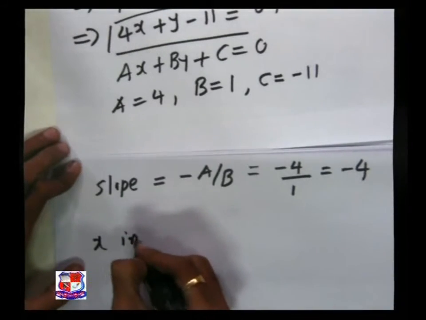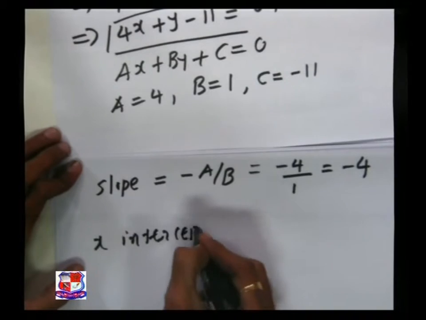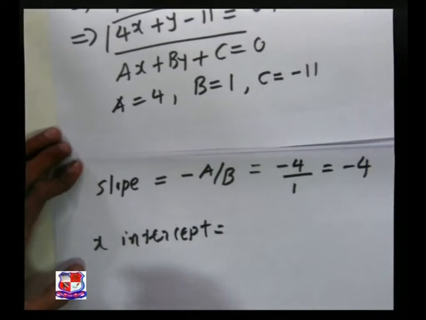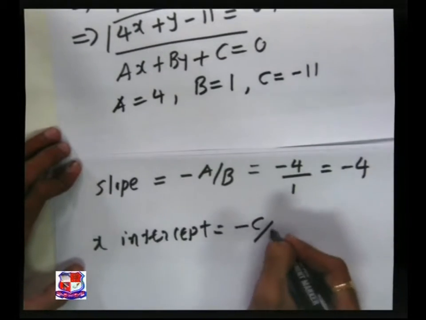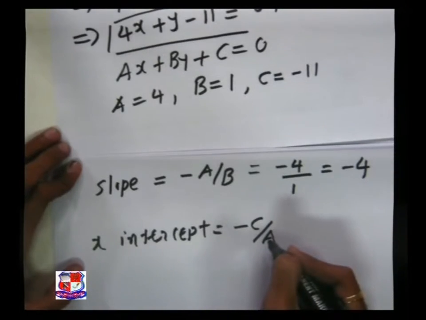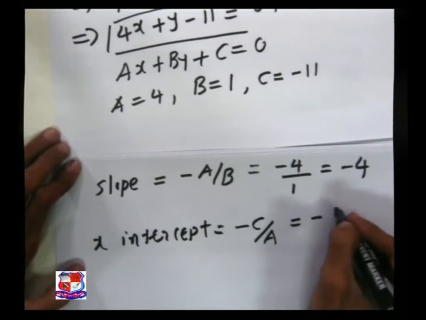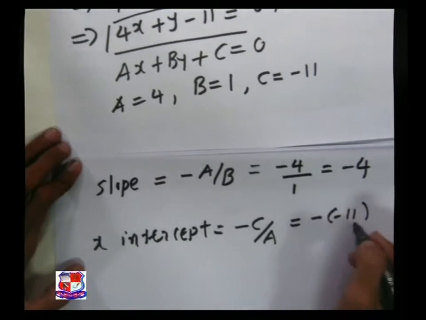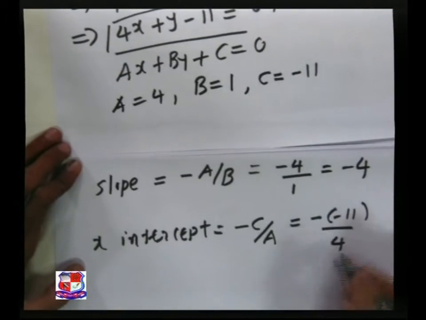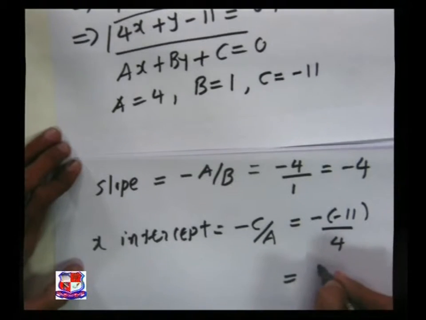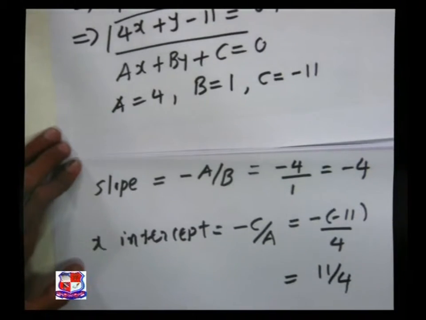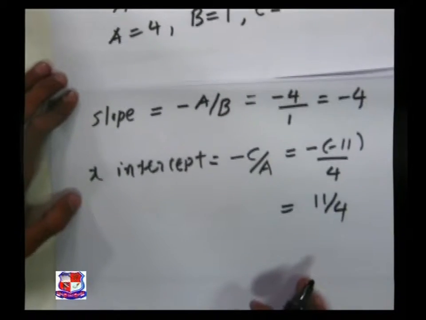X-intercept is equal to minus c upon a, so c is equal to minus 11. So minus of minus 11, that is minus c upon a, upon a is equal to 4. So this one minus minus plus, so that is 11 by 4. That is the value of x-intercept.